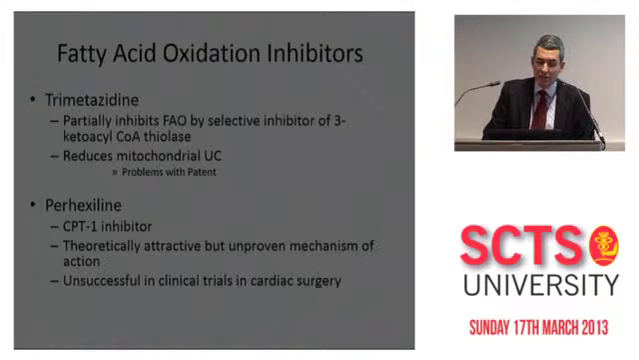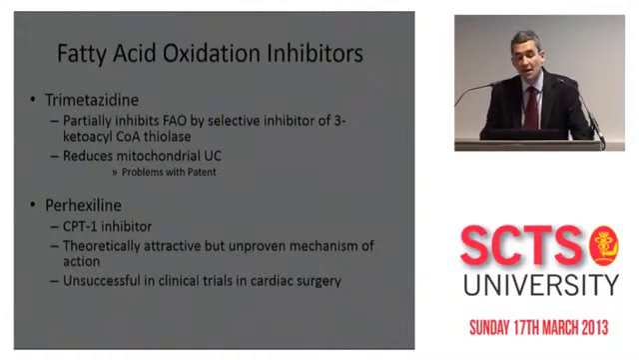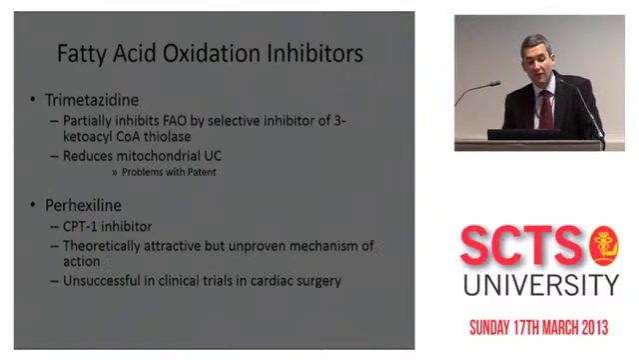So the next thing really has been fatty acid oxidation inhibitors, and there are two main ones: trimetazidine and perhexiline. Trimetazidine is a partial fatty acid oxidation inhibitor, which inhibits 3-ketoacyl-CoA thiolase, and that reduces mitochondrial uncoupling. There's certainly a lot of data, mainly from the Italians, demonstrating benefits in long-term survival in patients with heart failure. But I think the biggest problem is that there's a big problem with patents at the moment with that drug, and there are also some problems with licensing in Europe. So a more popular drug that's been studied certainly in Australia and here in the UK is perhexiline, which is a CPT1 inhibitor. It's theoretically a very attractive drug, but the mechanism of action is unproven at the moment.